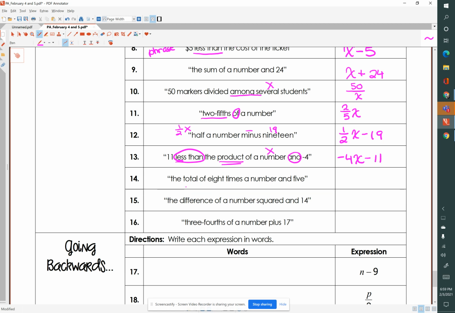Number 14, the total of 8 times a number and 5. So we're multiplying x times 8, and then we're adding it to 5. And that's the total, the addition of 8 multiplied by x plus 5.